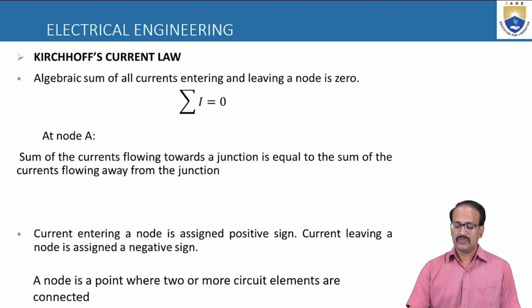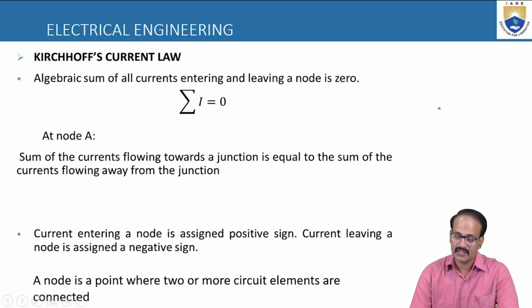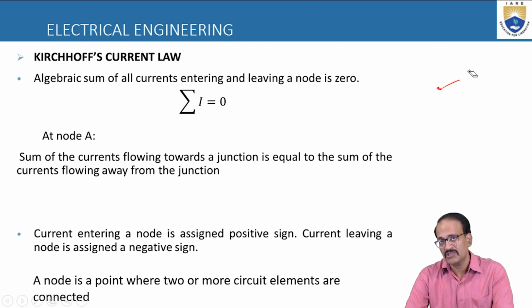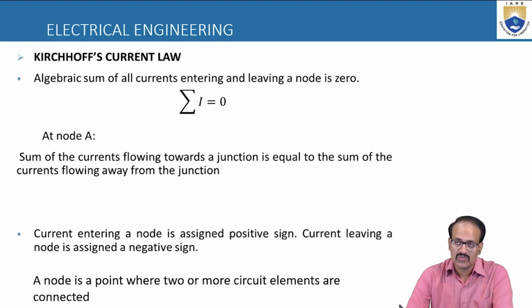Next we will see the first law we came across, which is Ohm's law, which we are going to use. Depending on this Ohm's law, Kirchhoff developed two laws, namely KVL and KCL. So now we will see KCL. At a node, that means where two or more elements in a circuit join, the algebraic sum of the currents at a node is equal to 0.